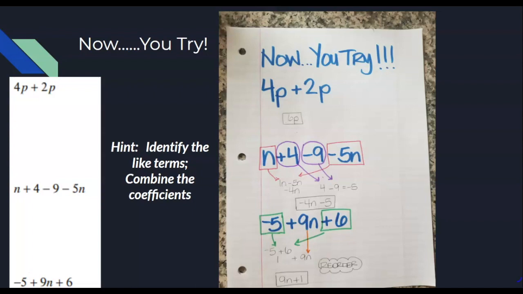In my next example, negative 5 plus 9n plus 6, I only have one set of like terms, and those are my constants. Negative 5 plus 6, which gives me 1. The 9n, I just bring that down because I have nothing to combine with it. But remember, I need to write my final answer in the correct order, which means my constant should go last. So my final answer here is 9n plus 1.